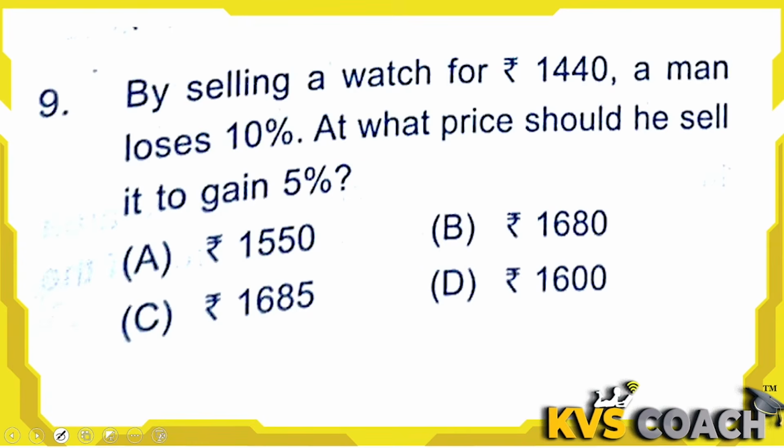Next question is, by selling a watch for rupees 1440, a man loses 10%. At what price should he sell to gain 5%? Okay, he takes a loss of 10%, but he wants to know at what price he should sell to gain 5% profit. So let's check how to do it. By selling a watch for this, the man got a loss. So what we have to find? We have to find the CP of the watch first. Then we will calculate the profit of 5%.